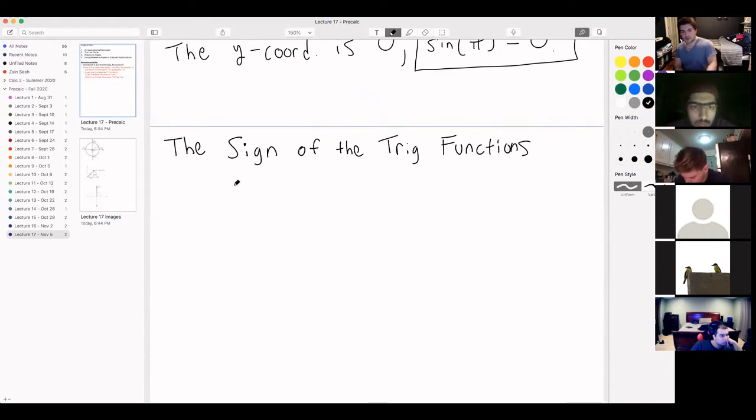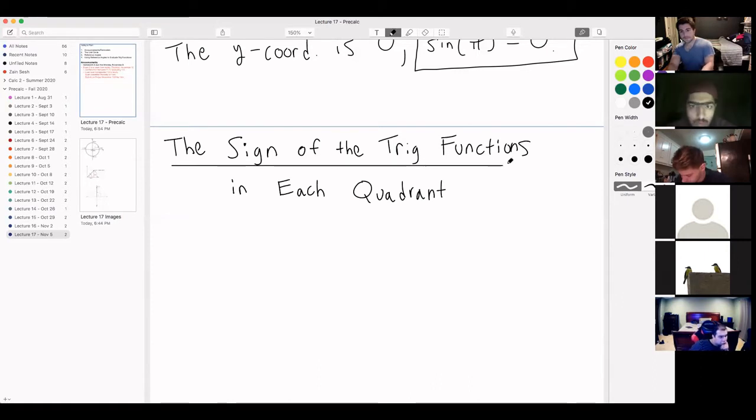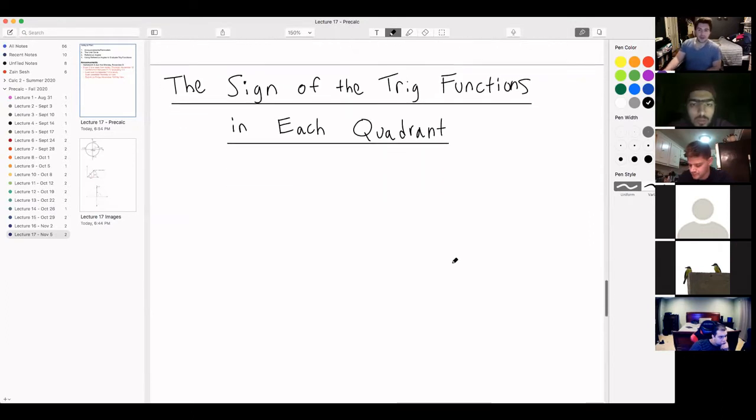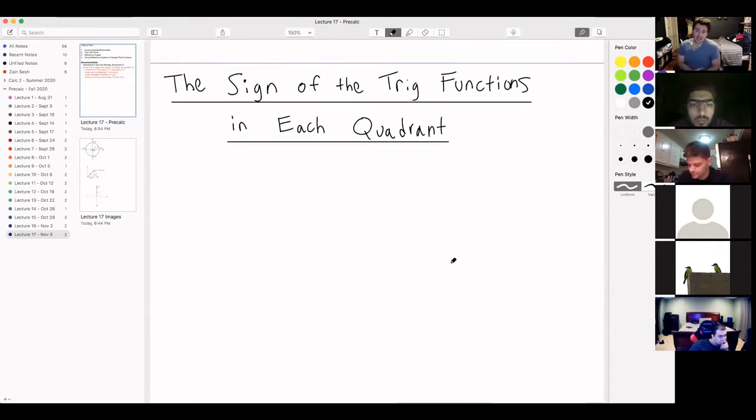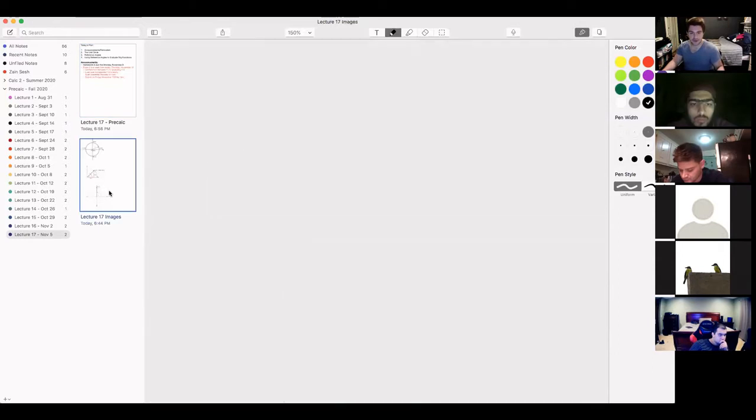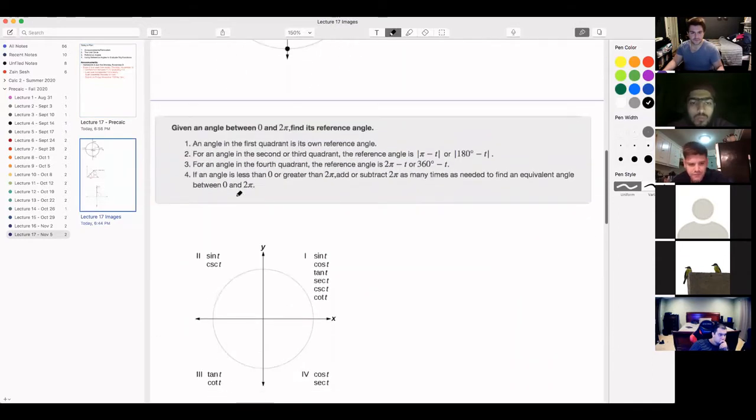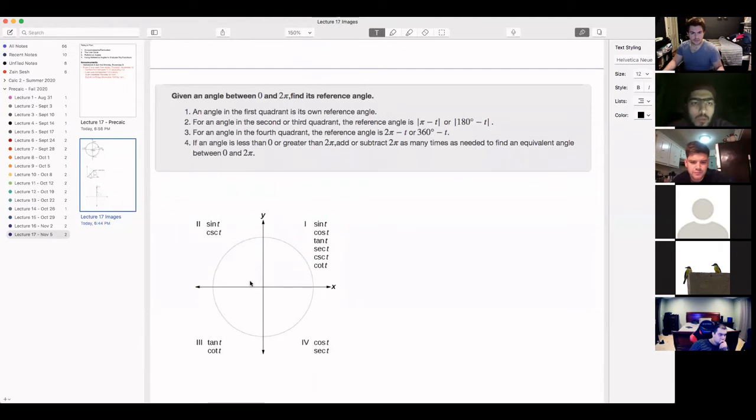in each quadrant. And when I say sign, S-I-G-N, I just mean, is it positive or negative? Does it have a negative sign in front, or is it just positive with no sign in front? So this is how it works. I have a picture here.